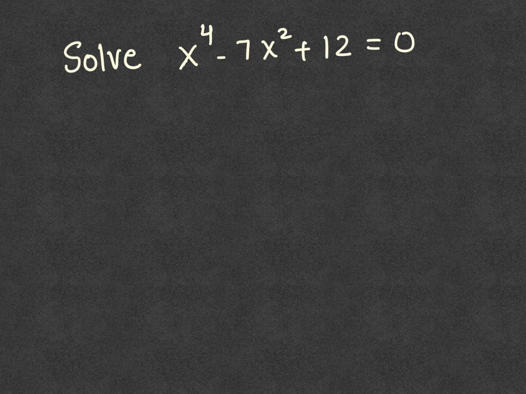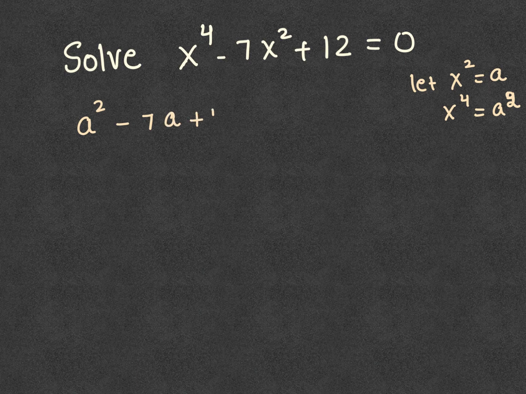So to factor this polynomial, let's say x squared is a, which means x to the power 4 is a to the power 2. Rewrite this equation as a squared minus 7a plus 12 equal to 0. Now we are going to factor this.